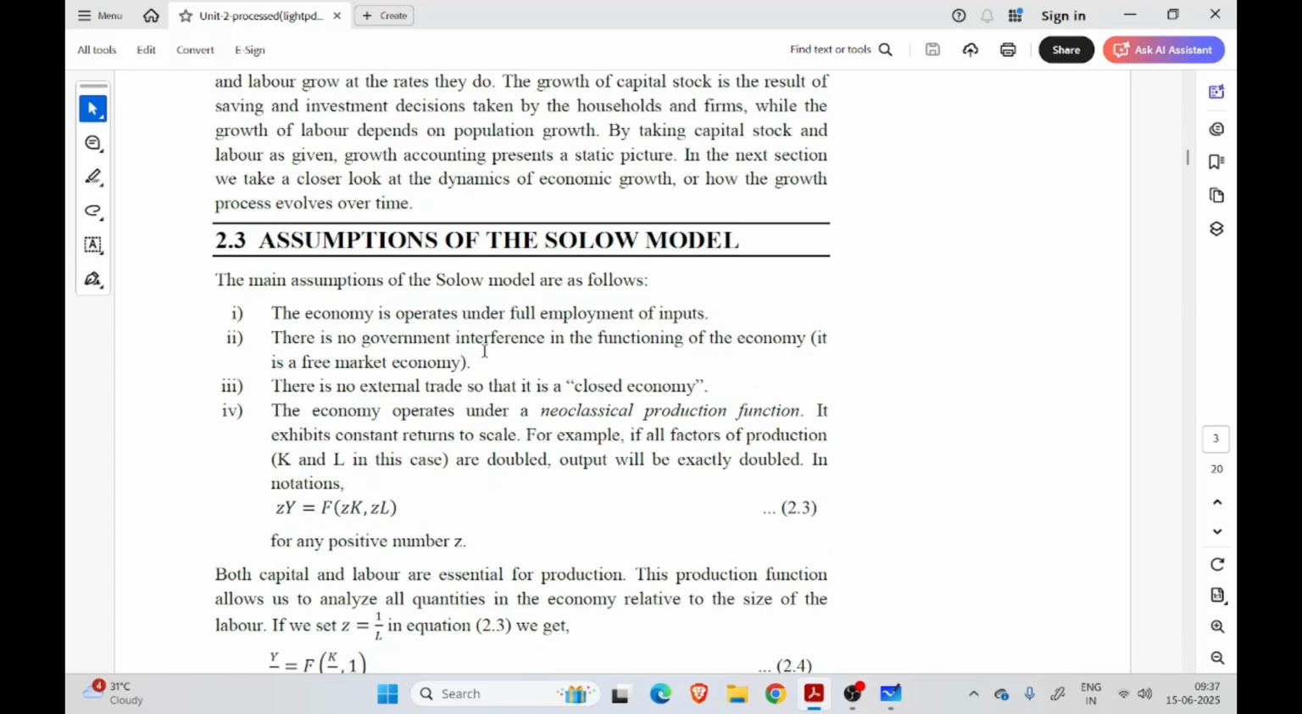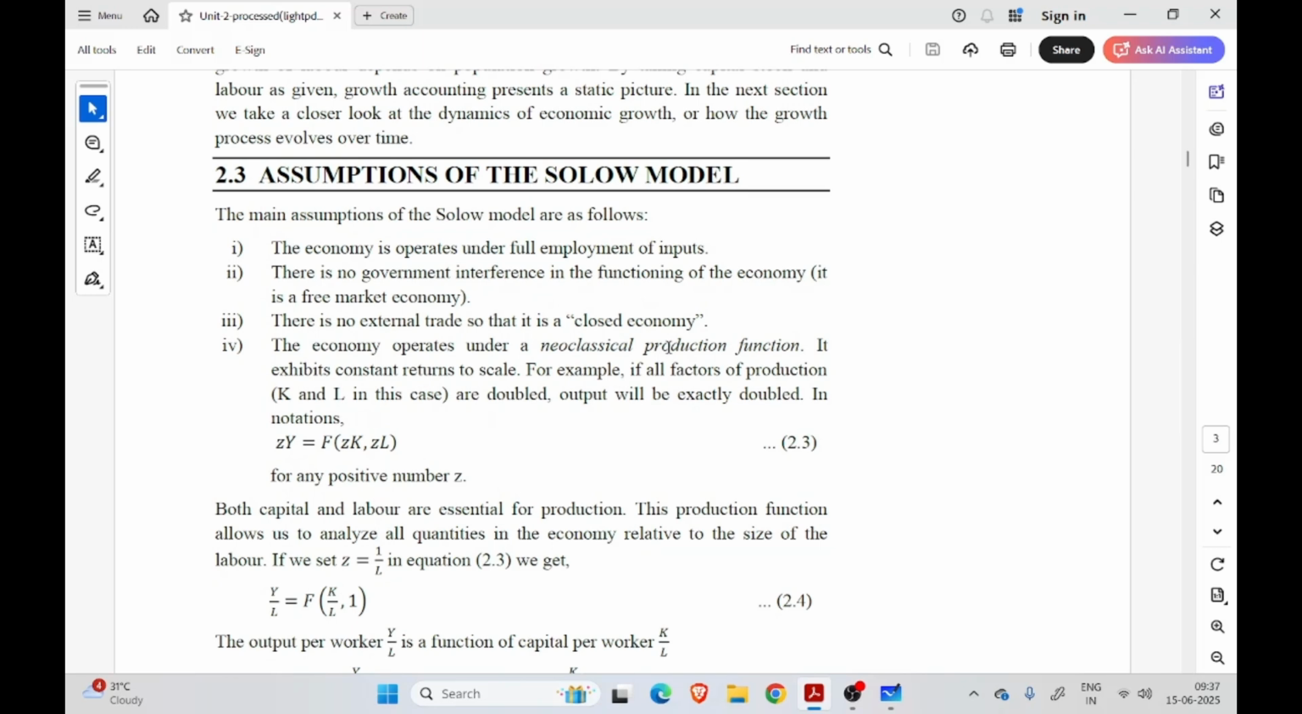Now, this part will be very important for all of you who are preparing for the UGC NET exam, which is the assumptions of the Solow growth model. The main assumptions of the Solow model are as follows. The economy operates under full employment of inputs. There is no government interference in the functioning of the economy. It is a free market economy. There is no external trade, so it's a closed economy.